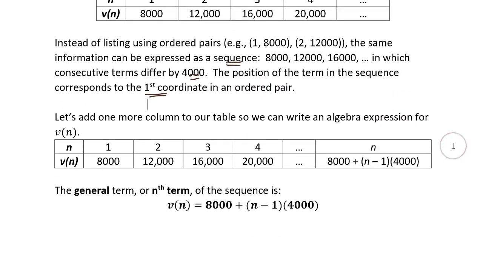Let's add one more column to our table so we can write an algebra expression for v of n. In this last column, you notice our expression. The initial value is 8,000, and what's happening from term to term is we're adding 4,000 times n minus 1. The general term, also called the nth term of a sequence, is given by this formula. With the general term, we can figure out the value of any term within a sequence by substituting an appropriate number in place of n.